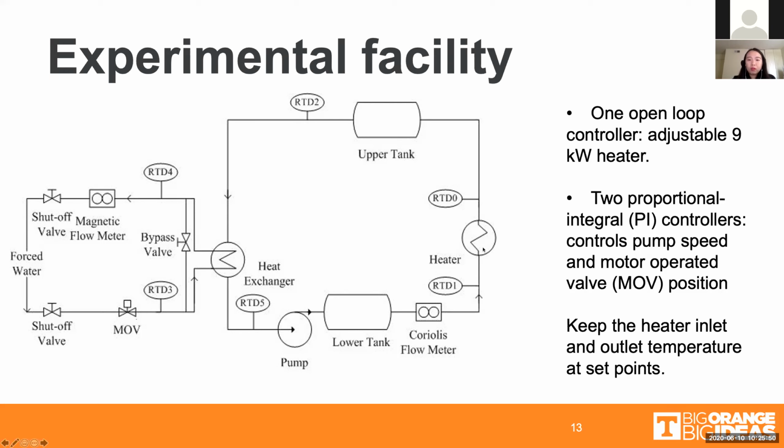So in this test bed, we have three controllers. We have one open loop controller to control the heater power, and two proportional integral PI controllers to control the pump speed and the MOV, because in the primary loop, the pump speed decides how much flow rate it is in the primary loop. And in the secondary loop, this MOV can control the flow rate. And by controlling this pump and the valve, we control the temperature of the heater inlet and outlet at the set point.